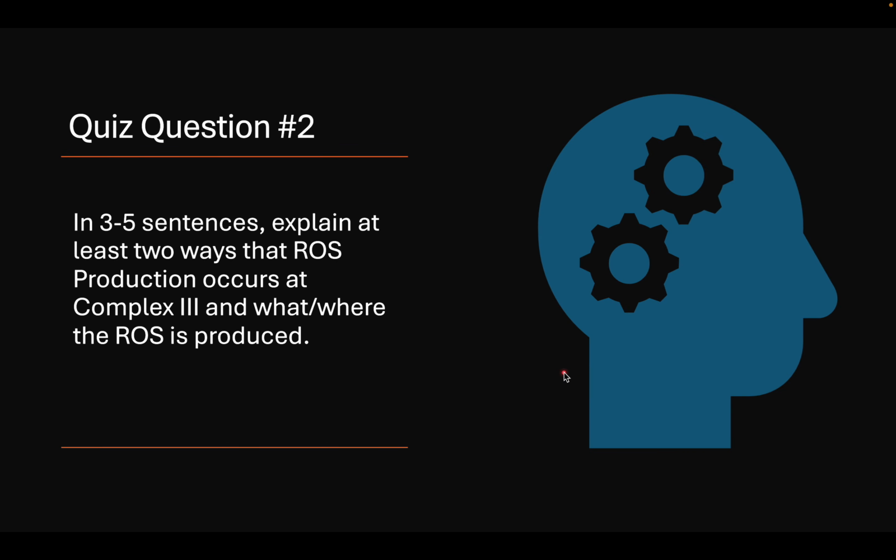So this leads us to our second question. In about 3 to 5 sentences, explain to me at least 2 ways out of the 3 that ROS production occurs at complex 3, and what ROS is made and where they can be made.